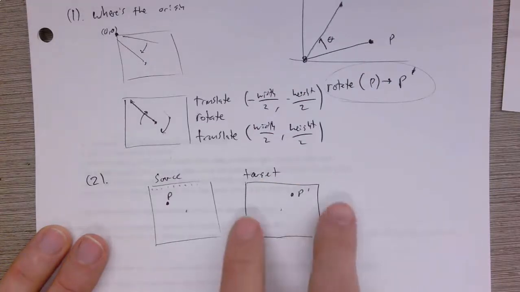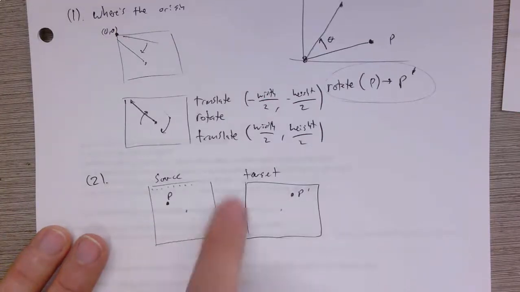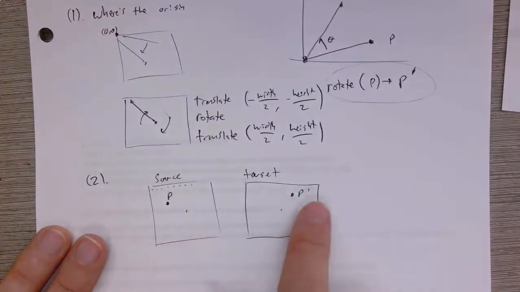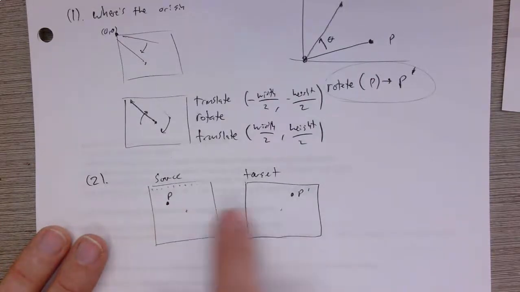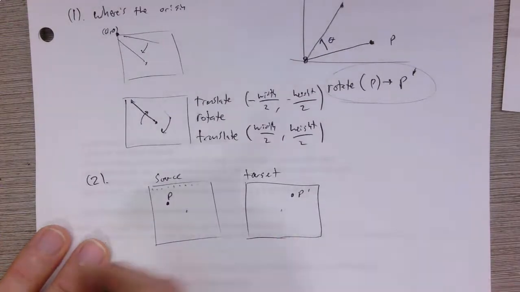And so you might end up having some visual artifacts where maybe there are some pixel values that don't get assigned a color value at all from the source, and other pixel values may get overwritten because they get assigned two different pixel values from the source. So a different way of doing it is doing the reverse mapping, or we might say inverse mapping.